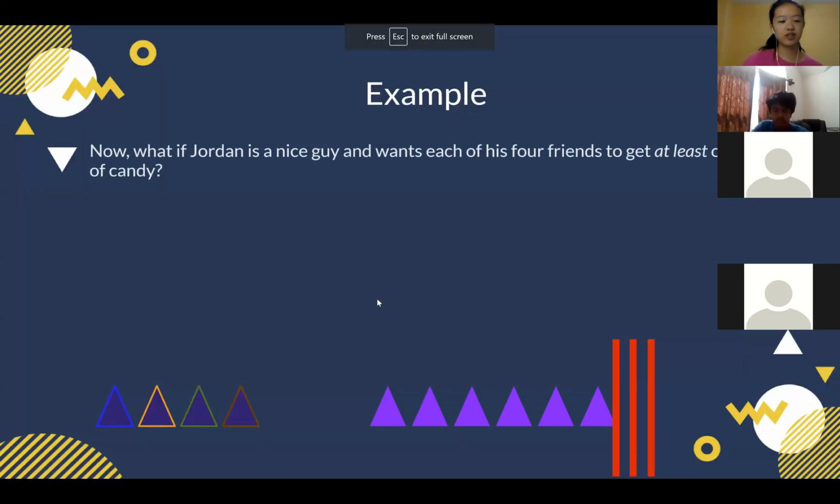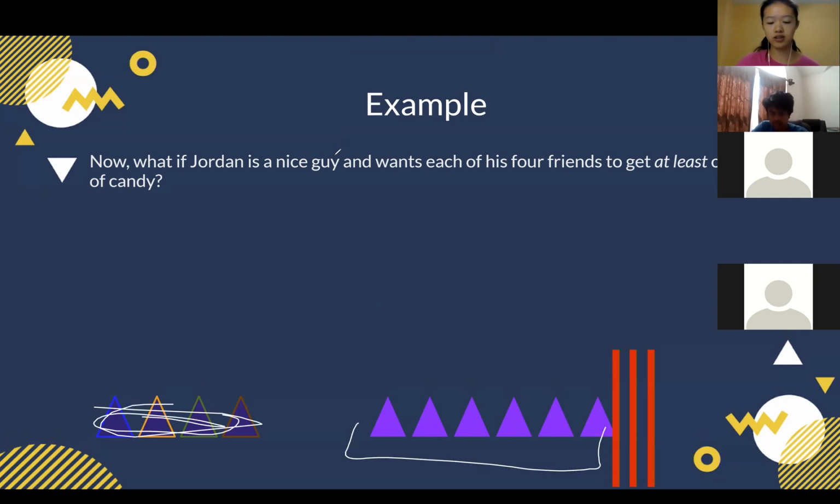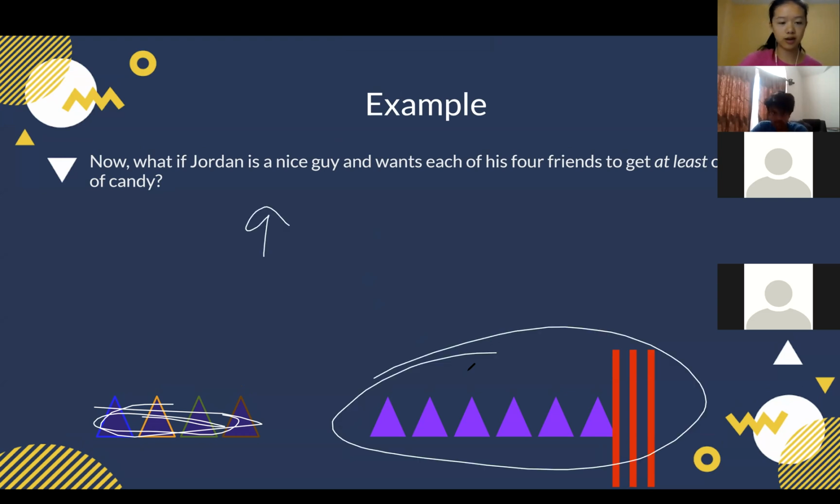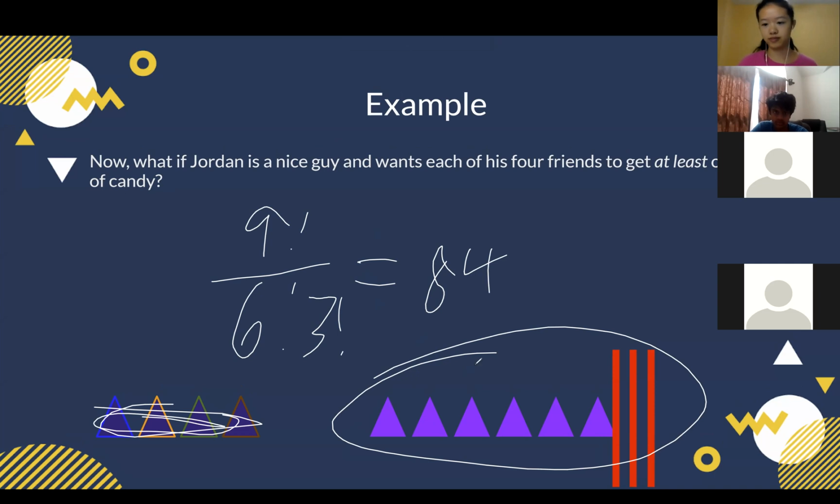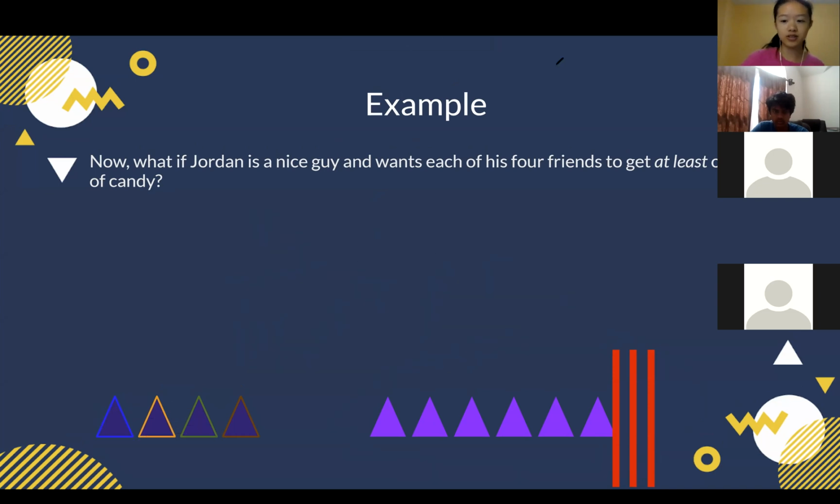Basically, we assume that these 4 candies are already given to their friends, and then we just assume everything else goes as normal. Instead of having 10 candies, we now have 6 candies left, and we just do everything as normal. There's a total of 9 objects here now. So we do 9 factorial divided by 6 factorial times 3 factorial. That equals 84. Are there other questions?